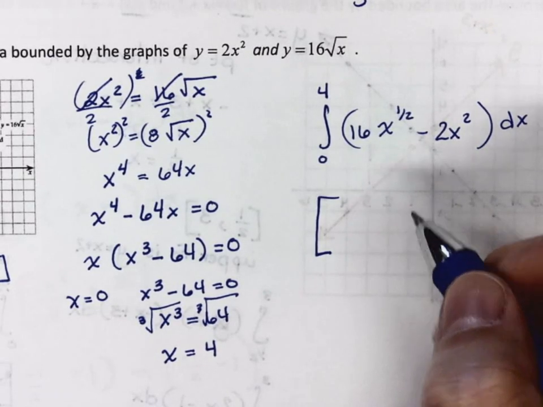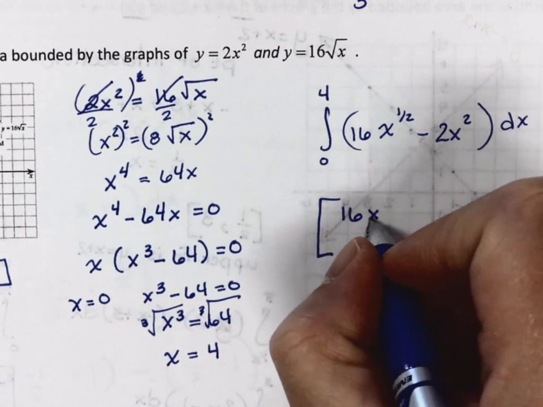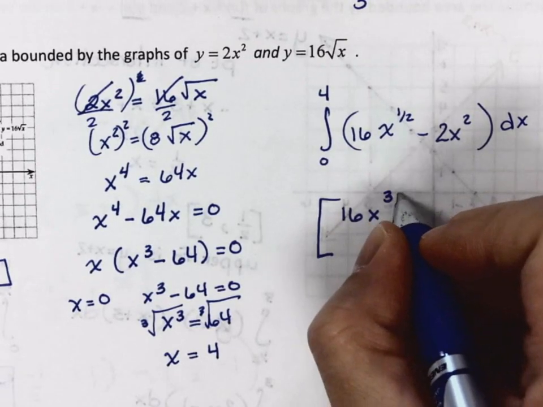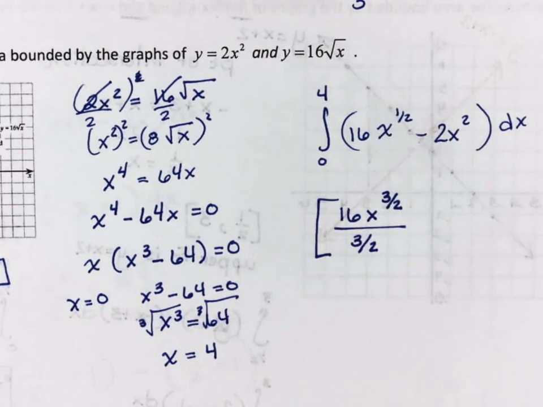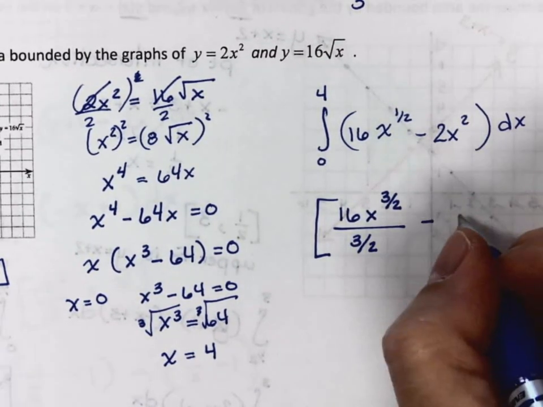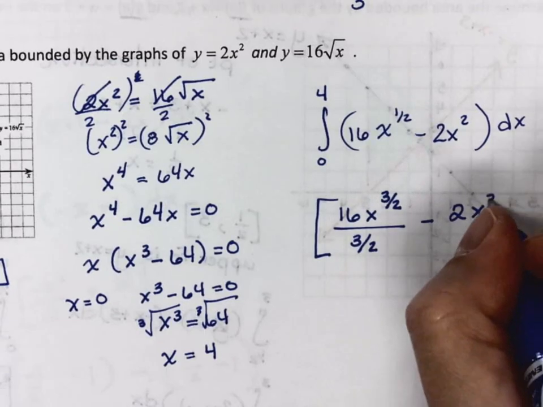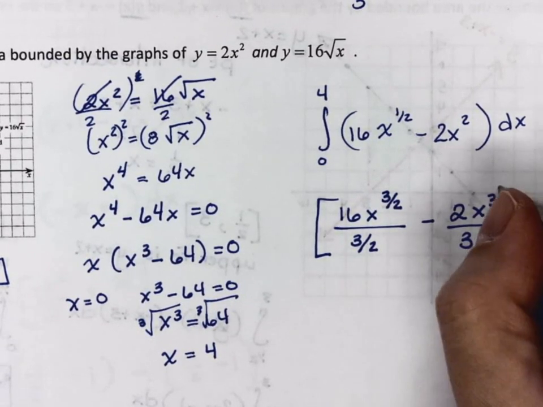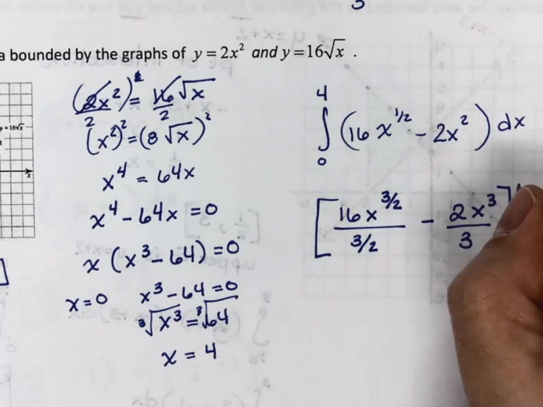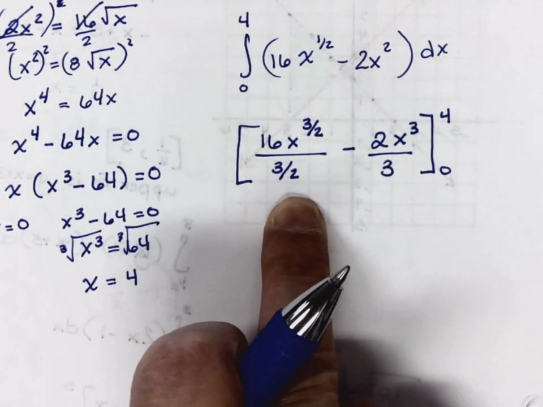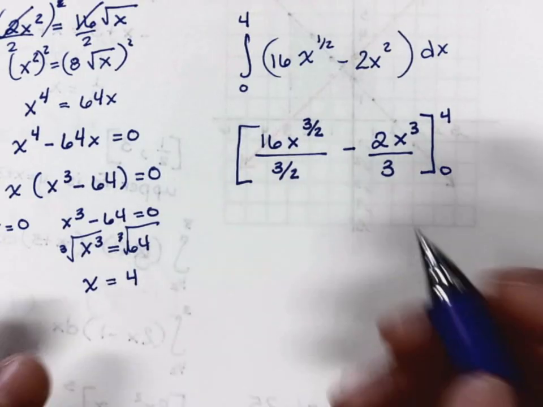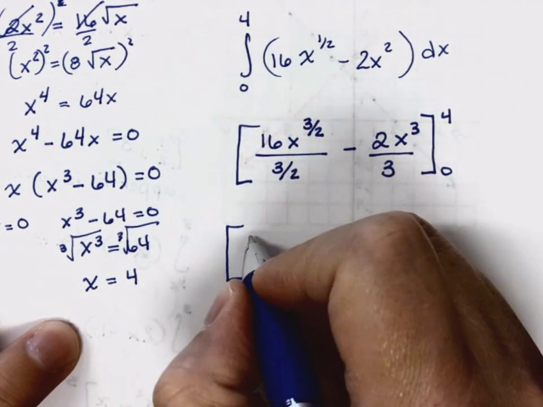Okay, so we've got 16x to the exponent 3 over 2, all over 3 over 2, minus 2 cubed divided by 3. I think I did that right. It's a lot of mental math. Multiply by the reciprocal here, so I'm going to multiply by 2, divide by 3. You okay?